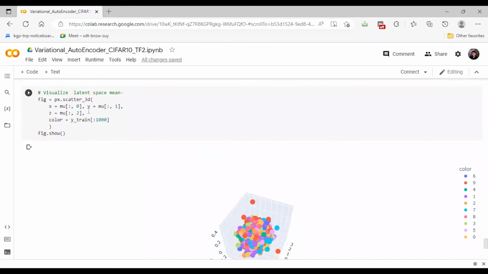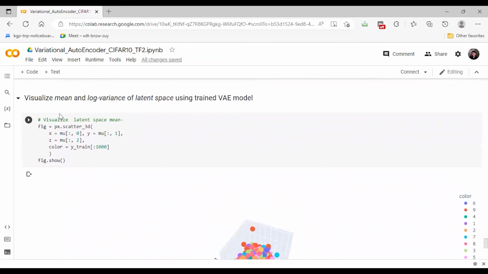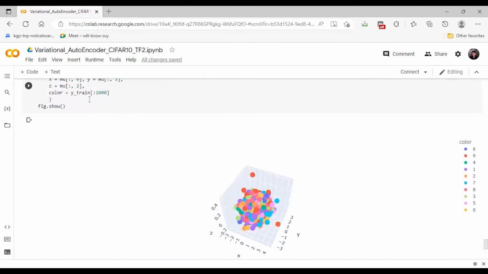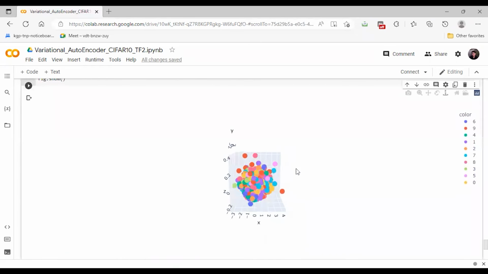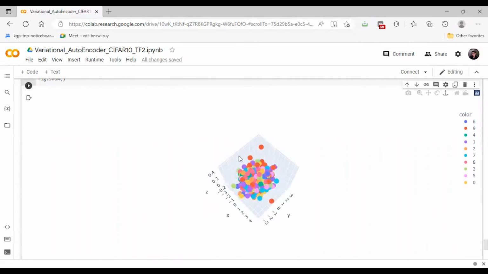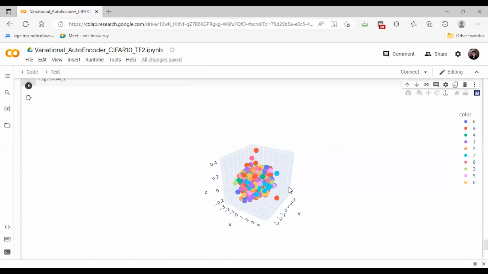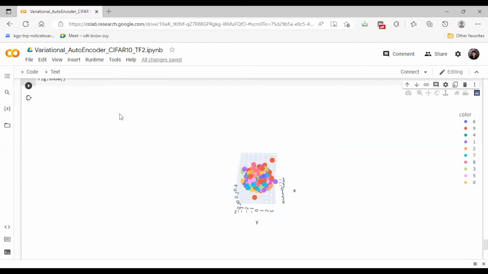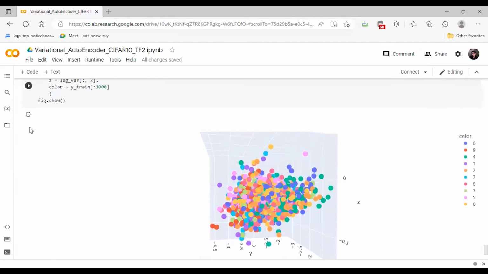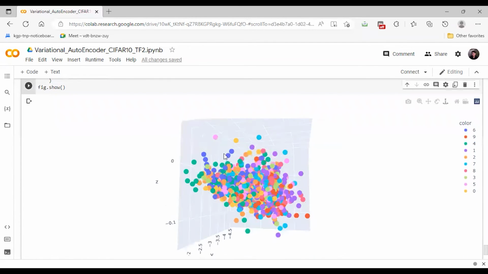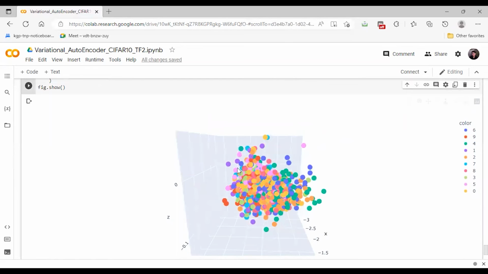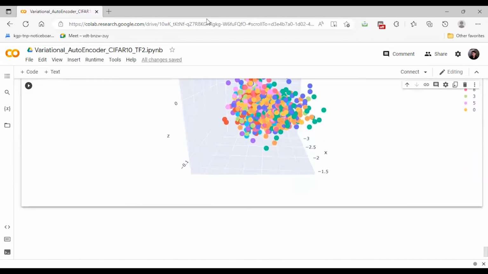And also we can visualize the mean and variance plots as a 3D image. This is an interactive plot. It allows us to play with it. This is for the mean, and this is for the log of variance. This ends our implementation of the variational autoencoder.